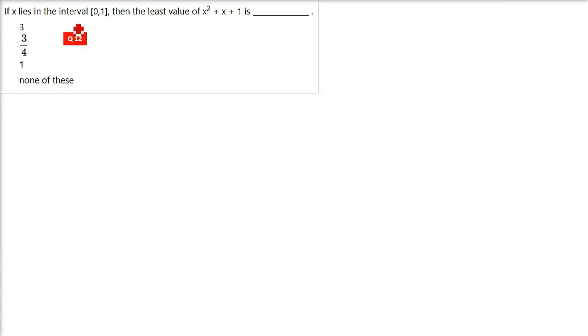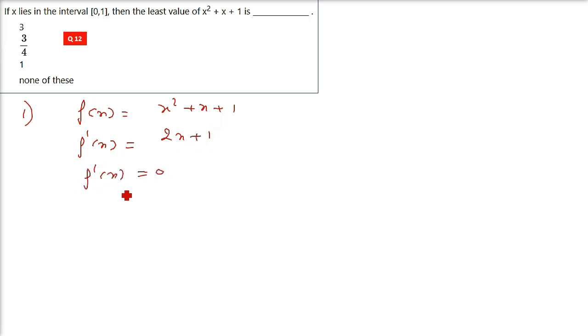If x lies in the interval 0 to 1, then the least value of x square plus x plus 1 is. Now, this question seems to be very easy, but let me tell you it is not. You'll see now. f(x) is equal to x square plus x plus 1. What is the minimum maximum criteria? We differentiate it. It is quite easy. 2x plus 1 is the differentiation. We equate it to 0. That is what we have been following. 2x plus 1 equals 0. So x is equal to negative half.